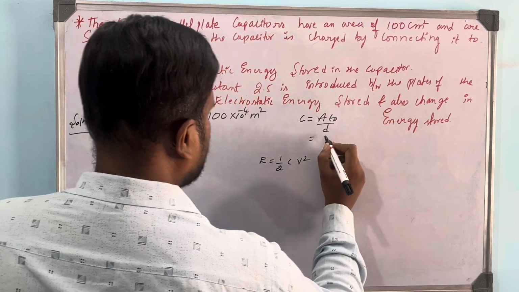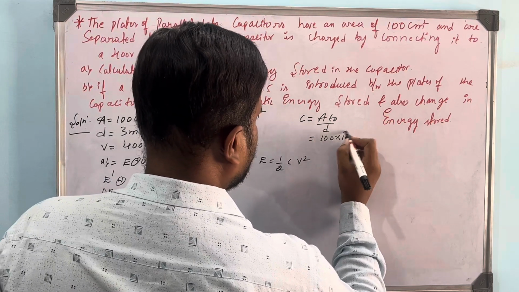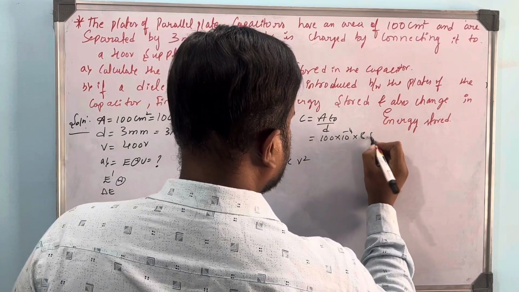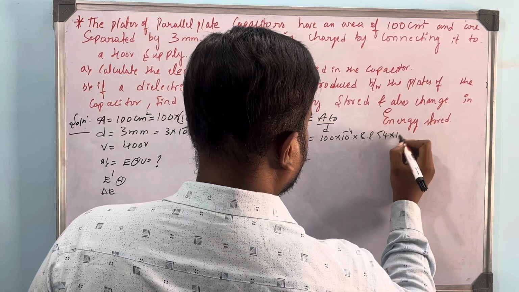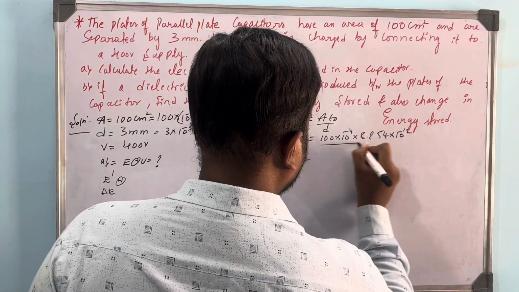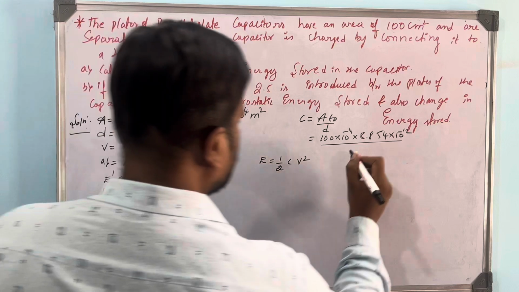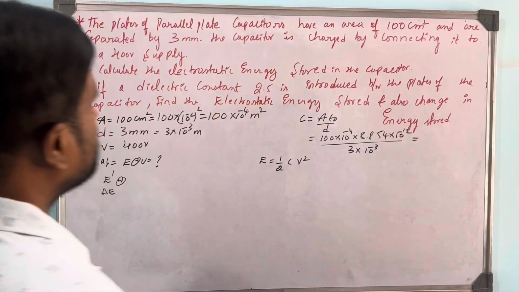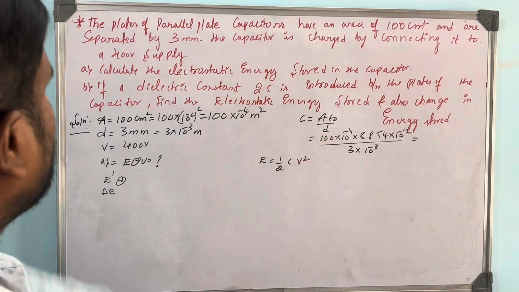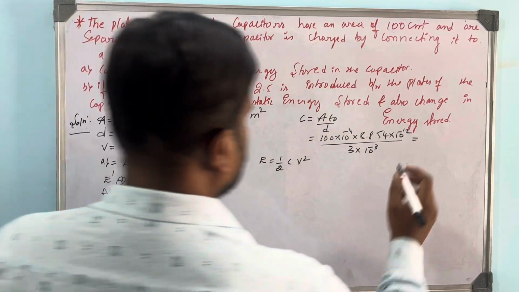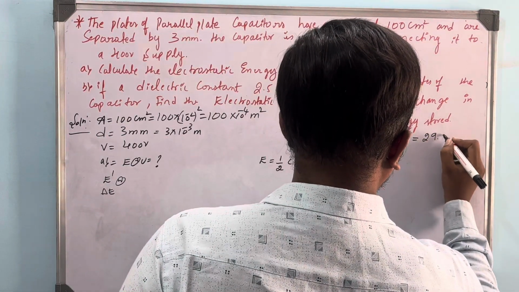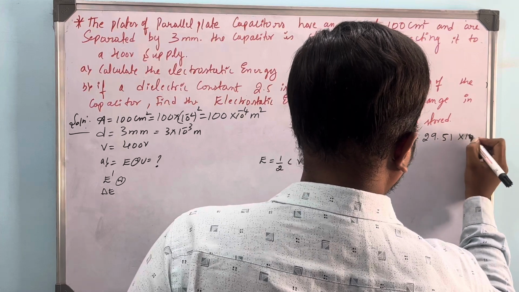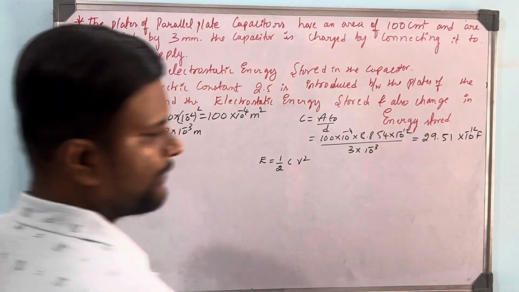So what is A? A is 100 into 10 to the power of minus 4, into epsilon naught value 8.854 into 10 to the power of minus 12, divided by the D value, which is 3 into 10 to the power of minus 3. If you simplify all the terms, the C value will be 29.51 into 10 to the power of minus 12 farad. This is the required C value.